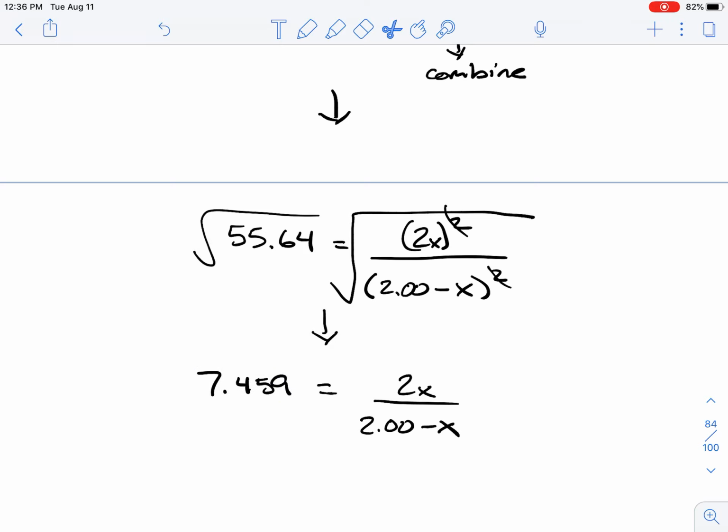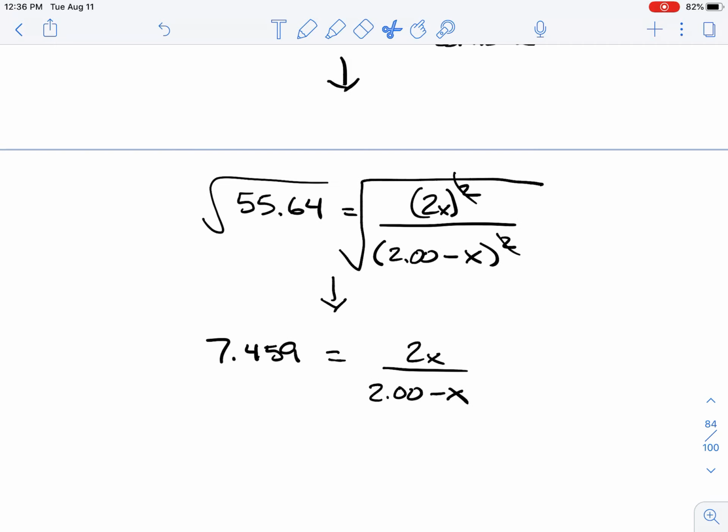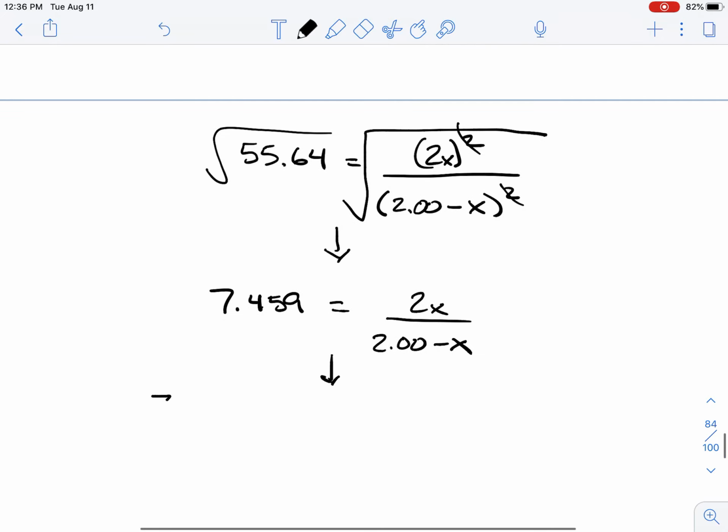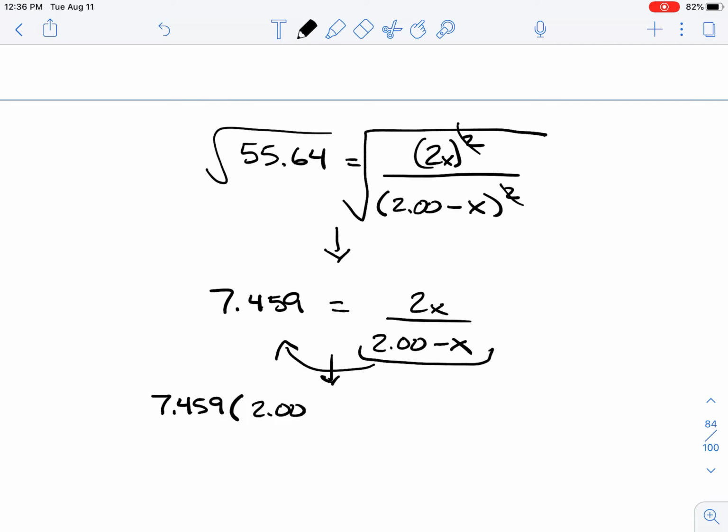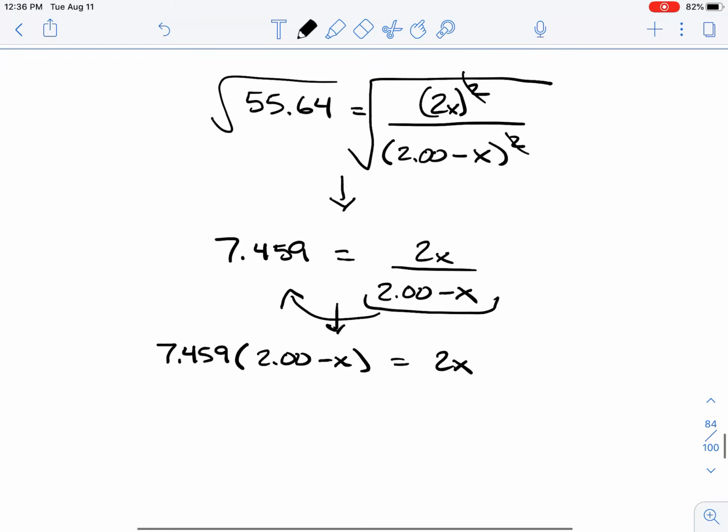All right, and so from here on out, this just becomes algebra. So what we're going to do is multiply 7.459, I'm sorry, we're going to multiply 2.00 minus x to the other side. So I get 7.459 parentheses 2.00 minus x equals 2x. And so I'm going to go ahead and distribute that 7.459 into each of those terms.